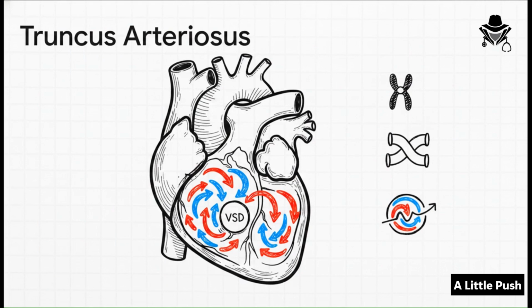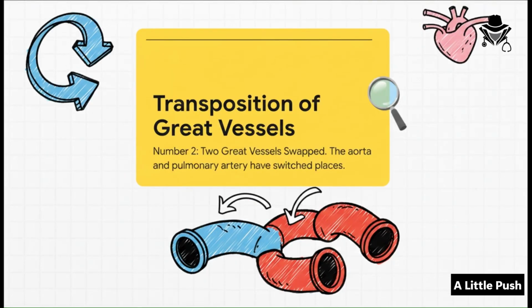So what's actually happening with the blood flow here? Well, with just one big vessel coming off the heart, you get a total mix of the blue blood and the red blood. It's almost always found along with a ventricular septal defect, a VSD. And, for your exams, you absolutely have to remember it's linked to DiGeorge syndrome. That's super high yield. Okay, on to number 2.